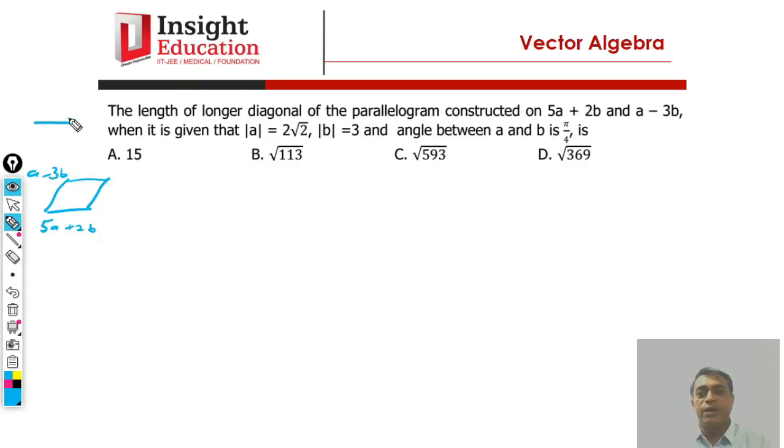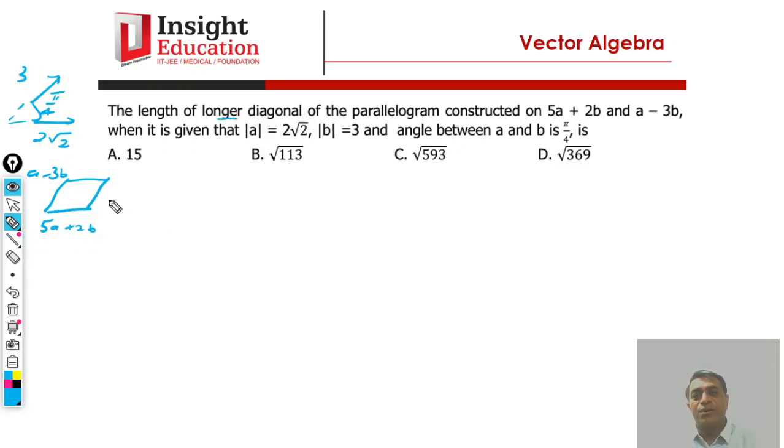So a is given as 2 root 2, b is given as 3, and the angle between a and b is pi by 4. Angle between a and b is pi by 4. So we have to find the length of the longer diagonal.